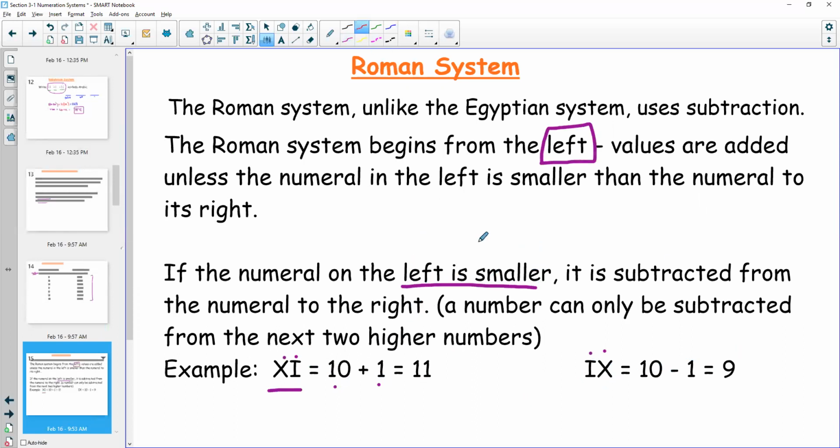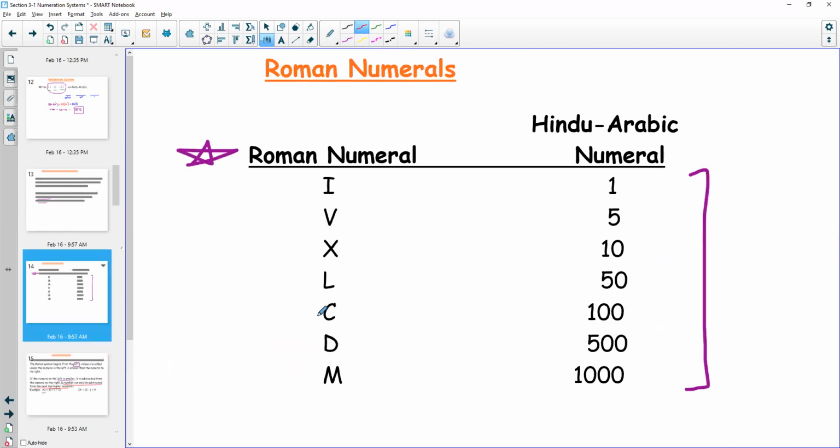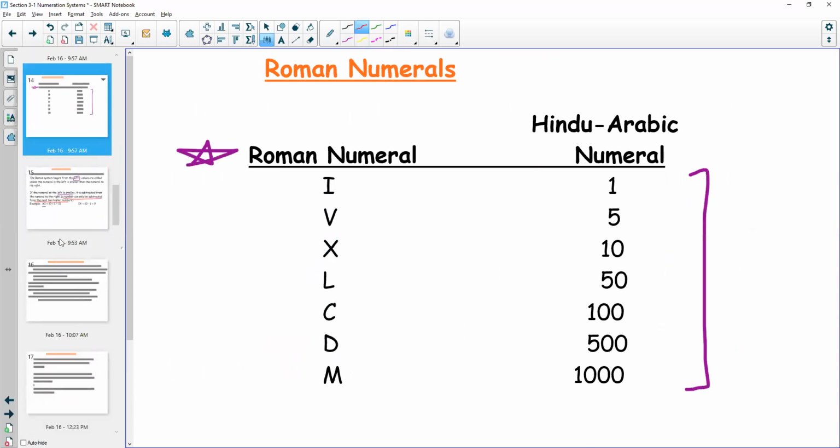Now, there's a really important rule here. You can only subtract numerals from the next 2 higher numbers. So what that means is that I could subtract an I from a V, an I from an X. That's it. Like I can't do 49 by IL. It's too far away. I can subtract V from an X, and V from an L, but I can't do VC. If they're more than 2 spots away, they don't work. You have to find another way.